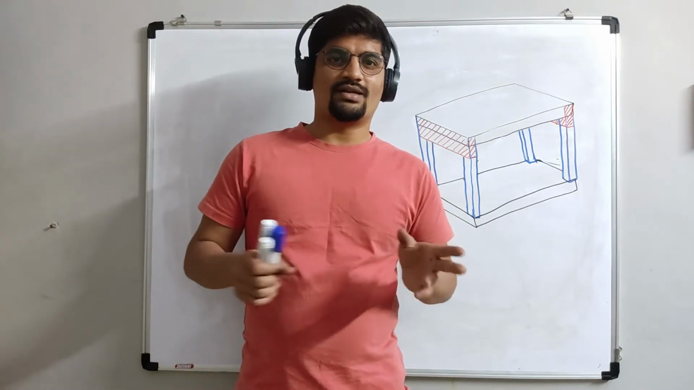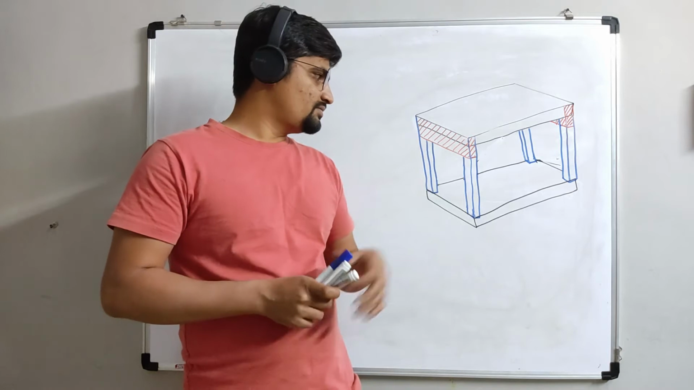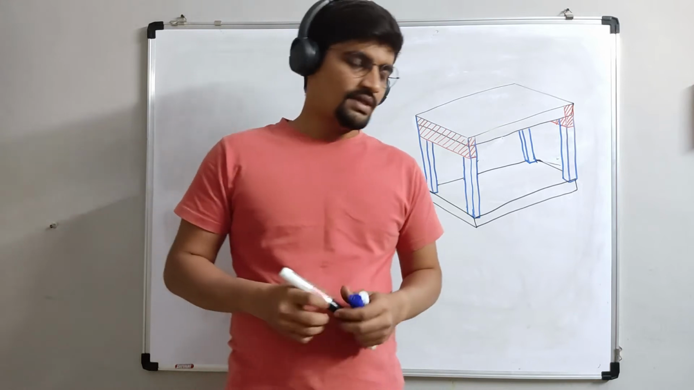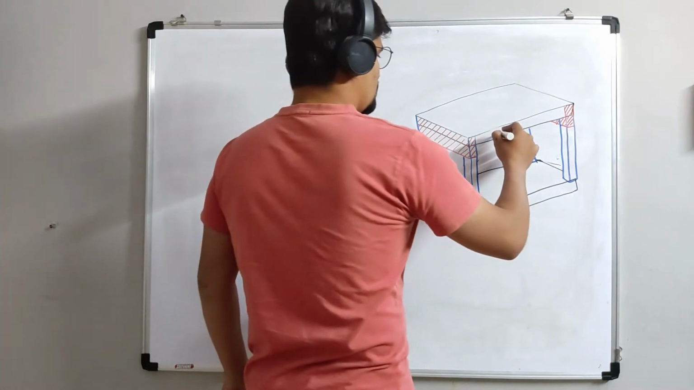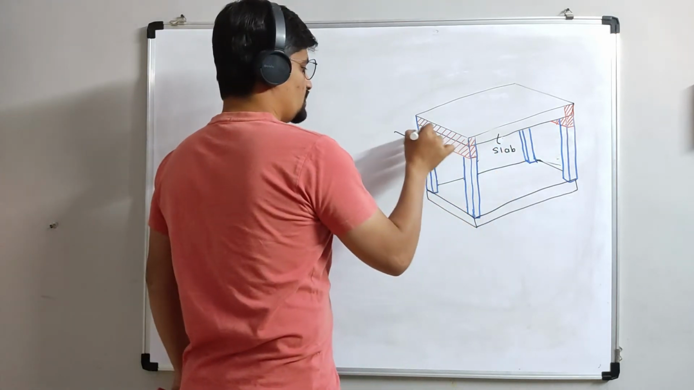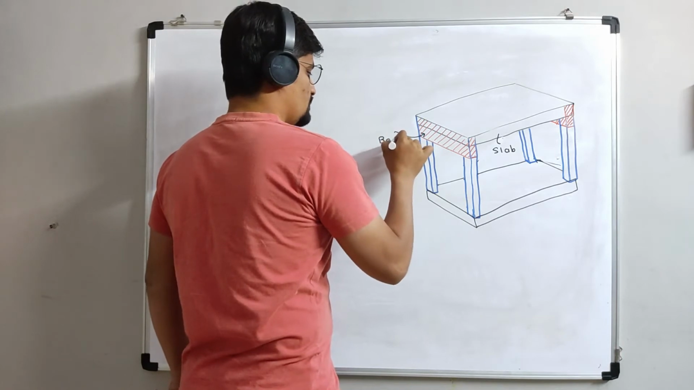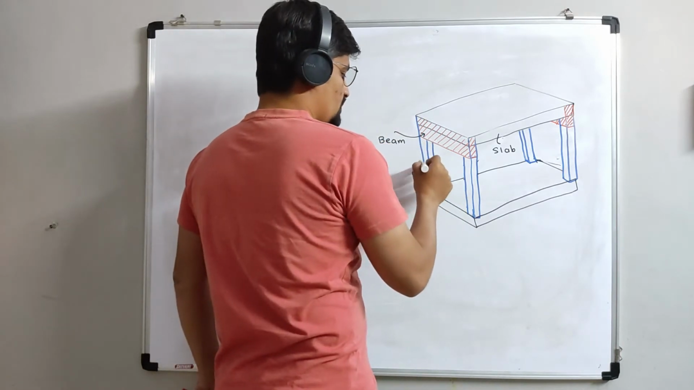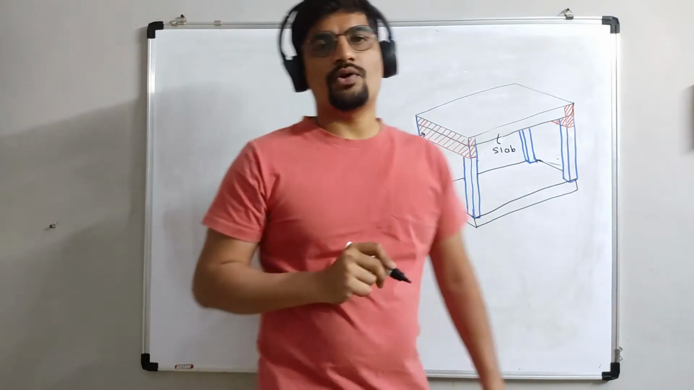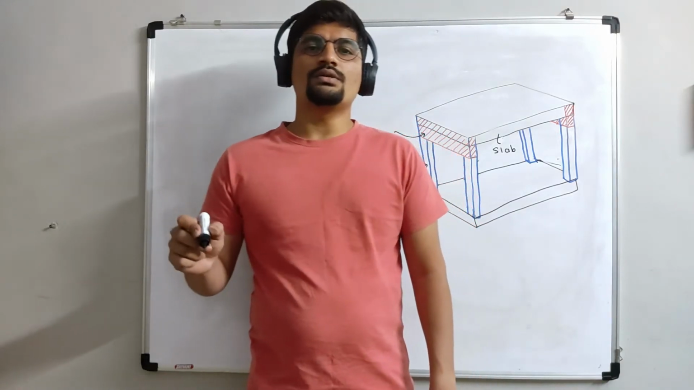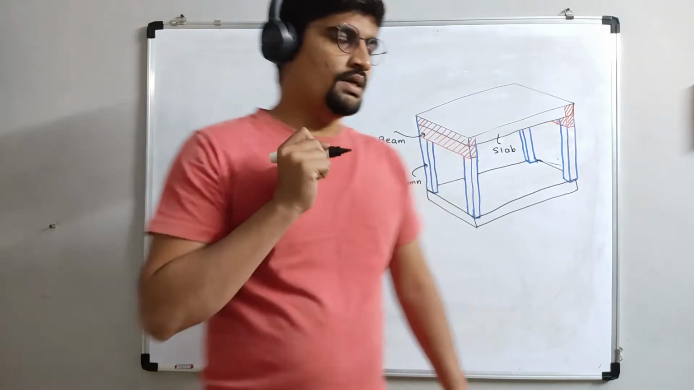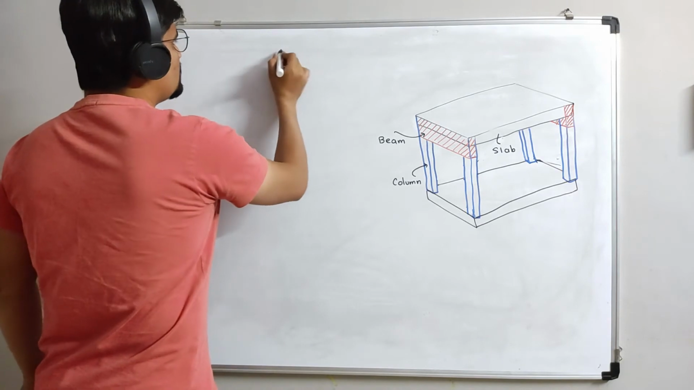Sorry, I am not so good at drawing, but I have drawn one structure. The structure shows that this portion is the slab portion. This red portion is the beam portion. This blue portion is the column portion. Now, why have I drawn this structure today? Because today we are going to understand the slab, another structural element.